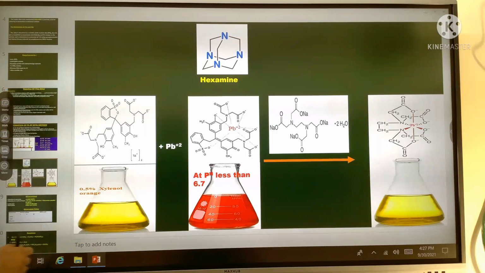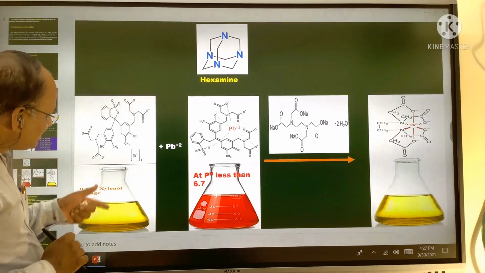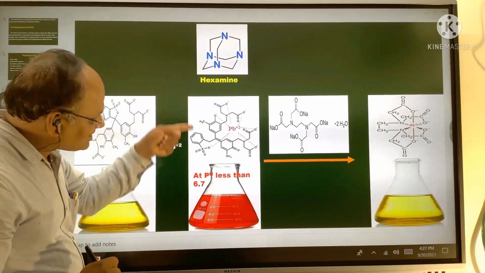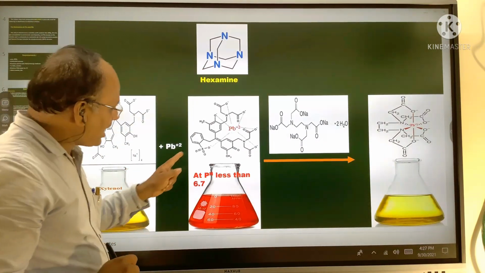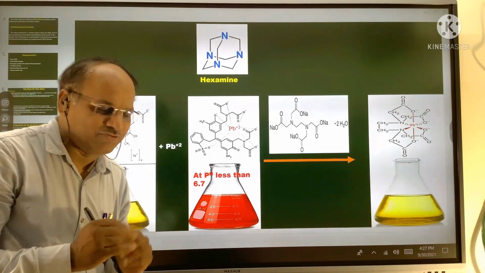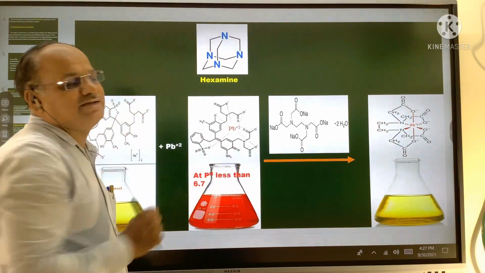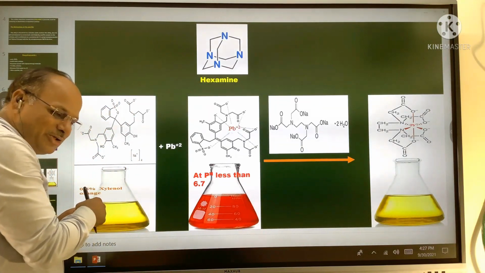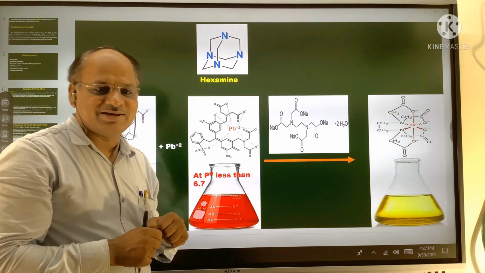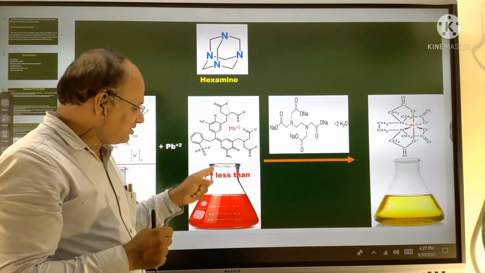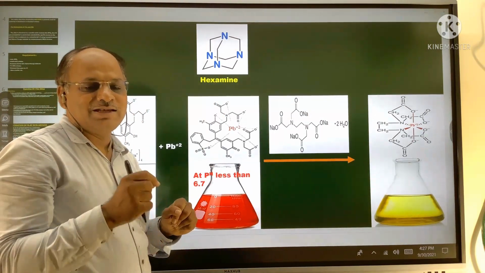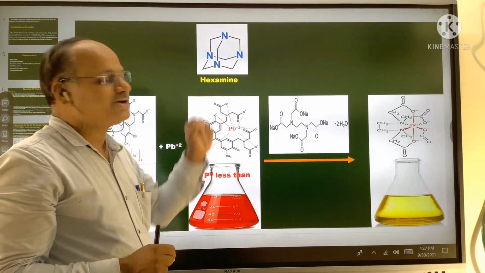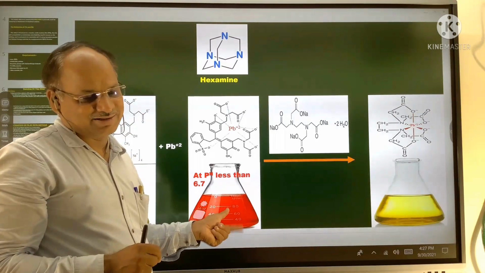Then if you add it to that solution containing lead, it forms a yellow complex. At that time, if you add the hexamine powder at pH 6 or 6.4, that complex becomes red in color. Why is it red? Before it was yellow, but if you add the hexamine powder, the remaining xylenol orange reacts with hexamine and becomes red in color.